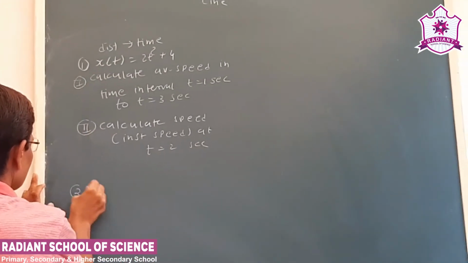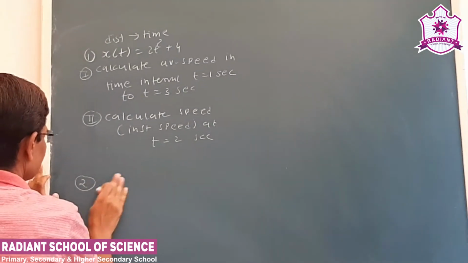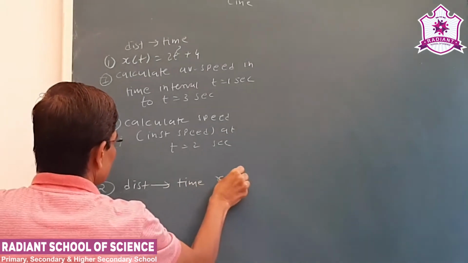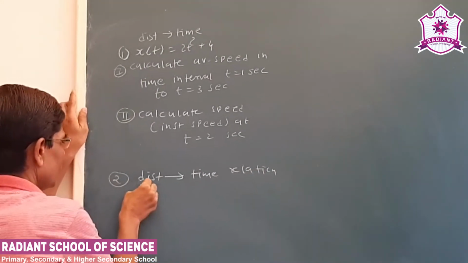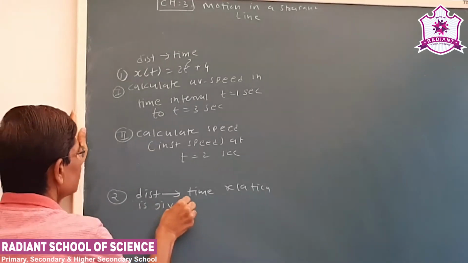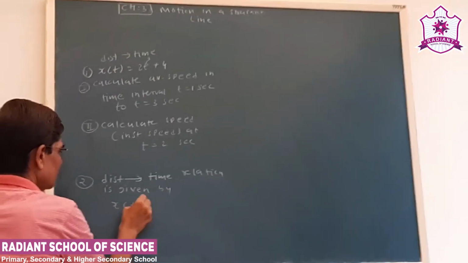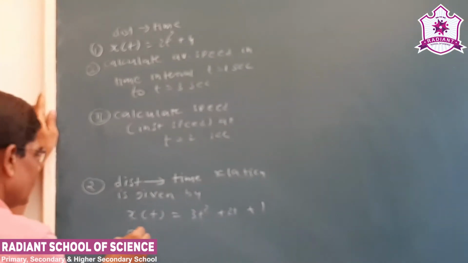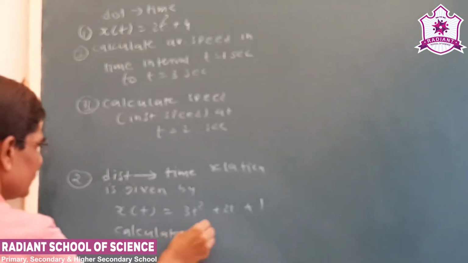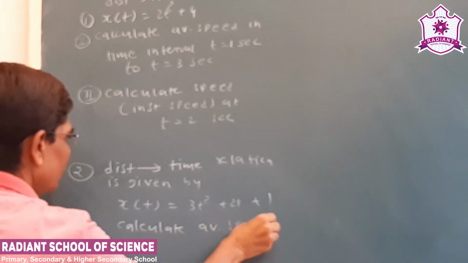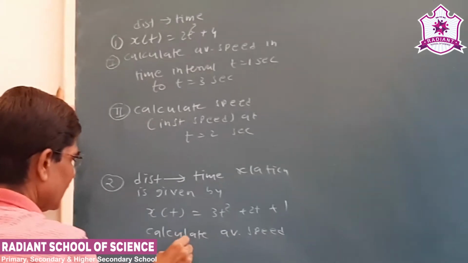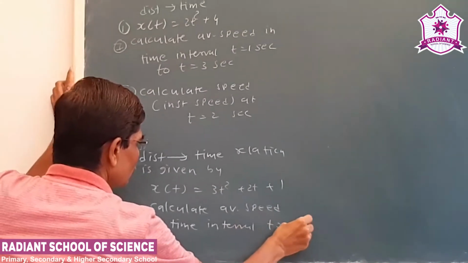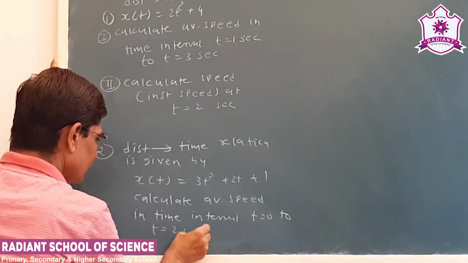Now another question, the distance versus time relation is given by x(t) is 3t square plus 2t plus 1. Calculate average speed in time interval t is equal to 0 to t is equal to 2 seconds.